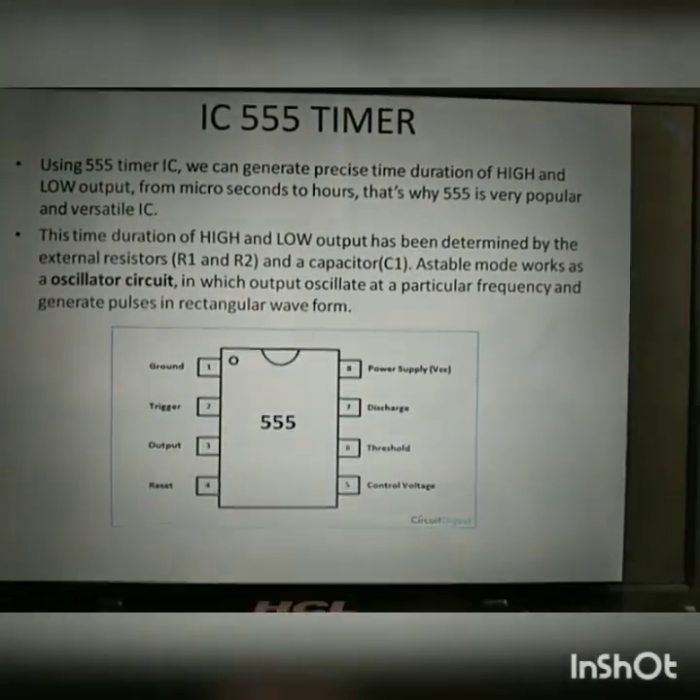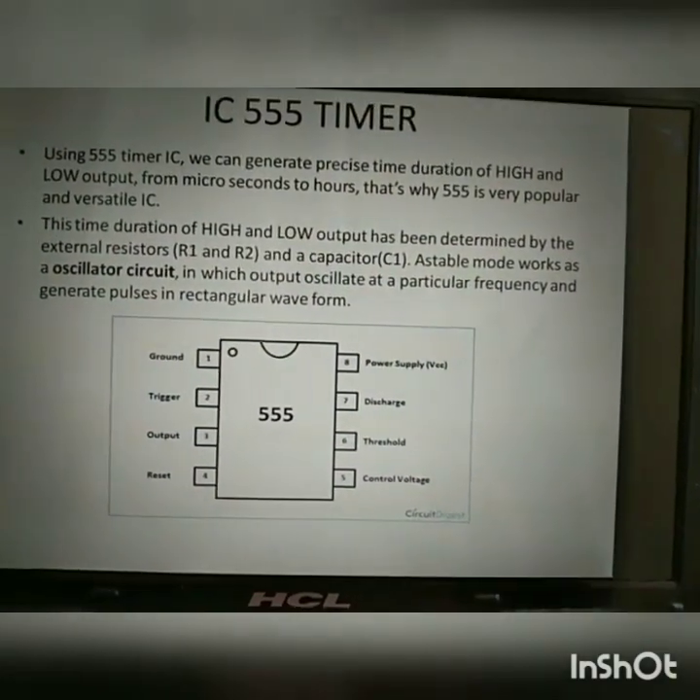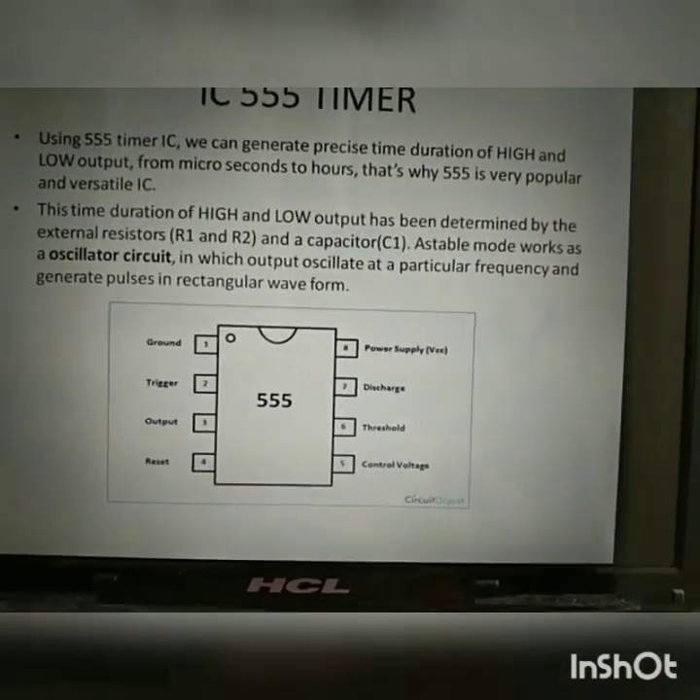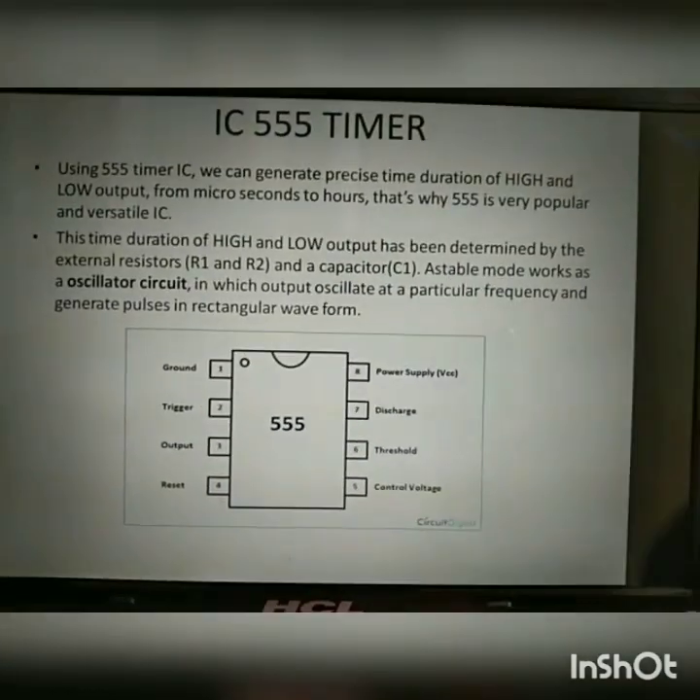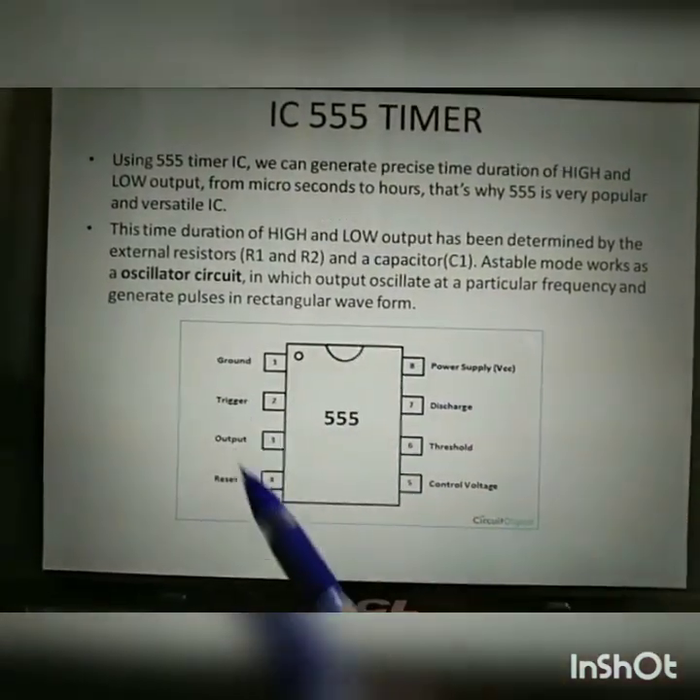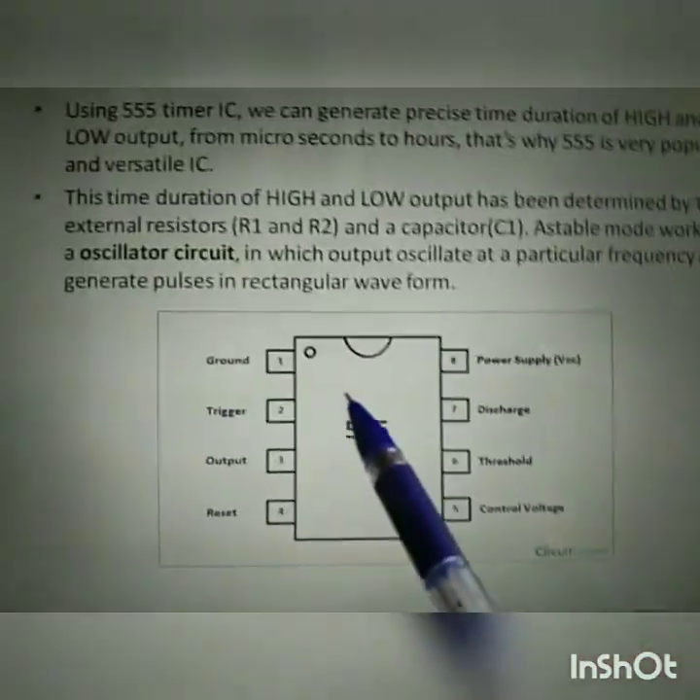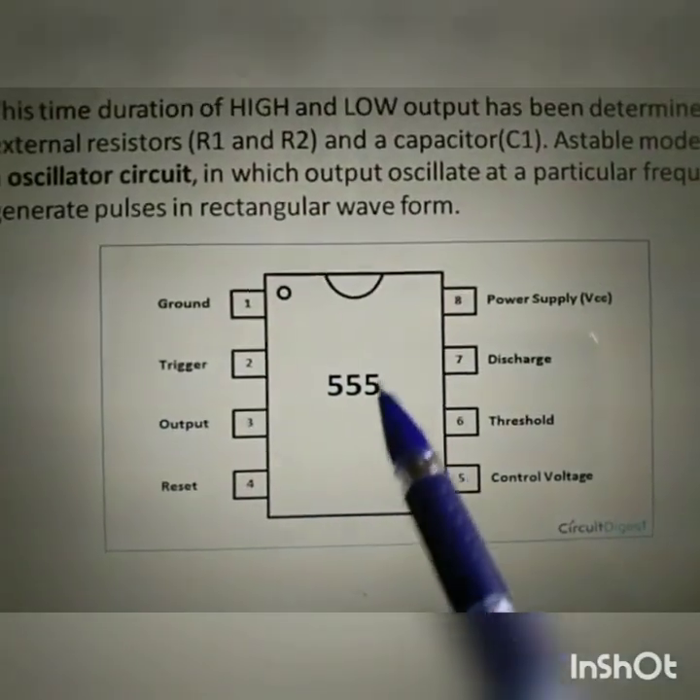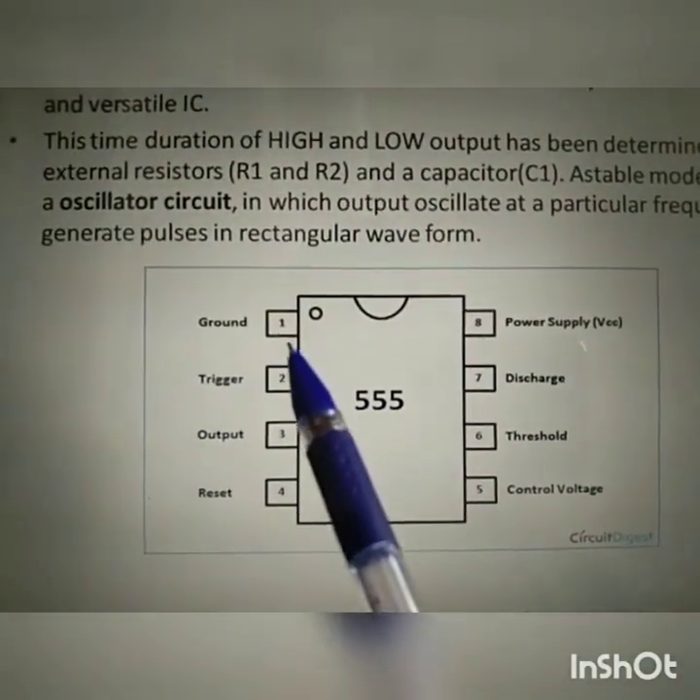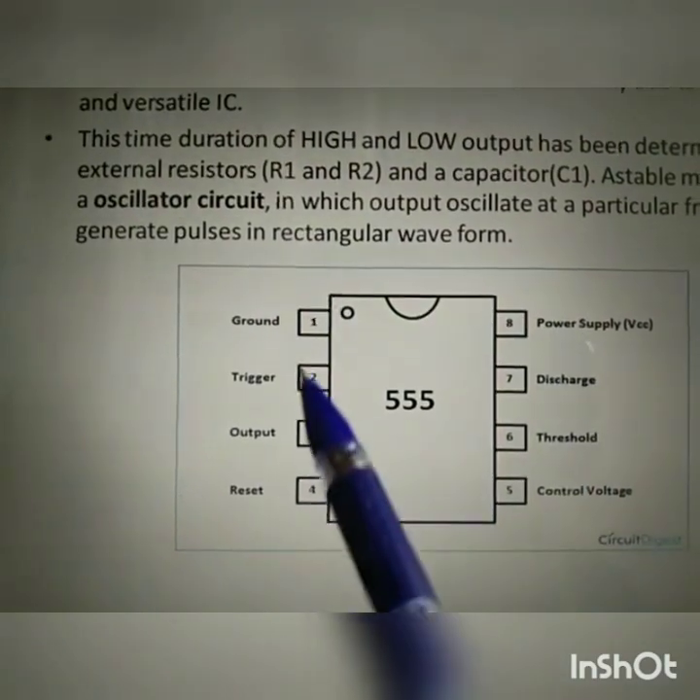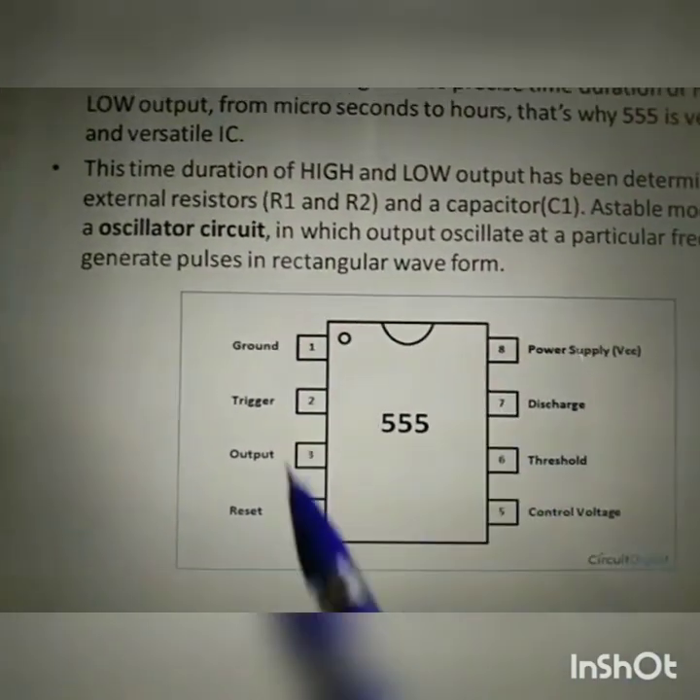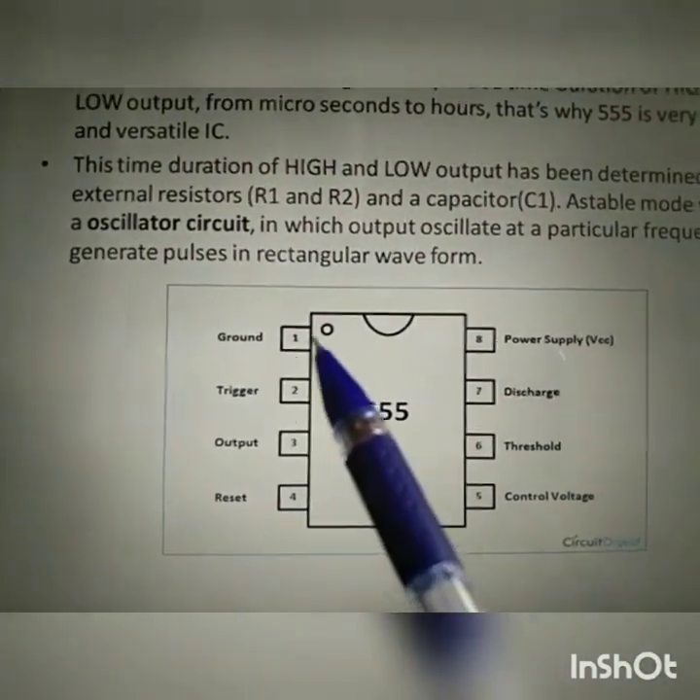Using the IC 555 timer, you can generate a precise time duration of high and low output voltage, down to microseconds. This is the IC circuit diagram, the IC chip. The 555 is a total 8 pin IC, with 4 pins on each side.